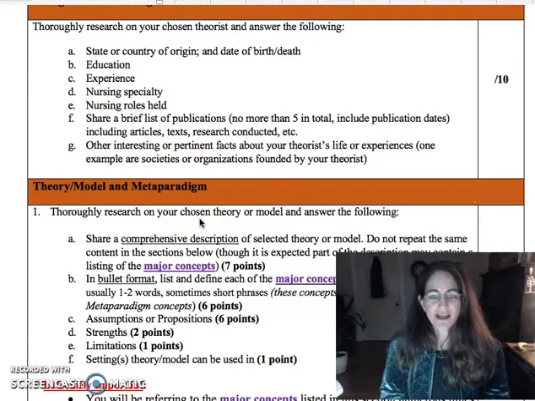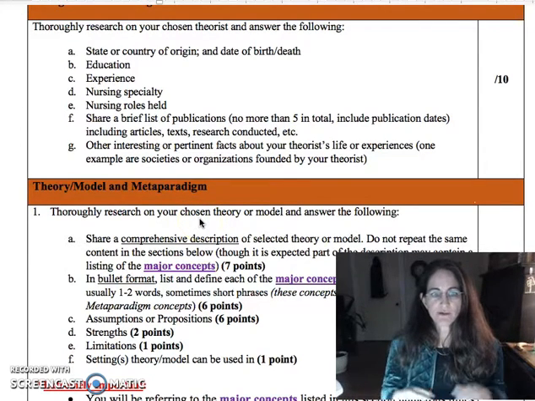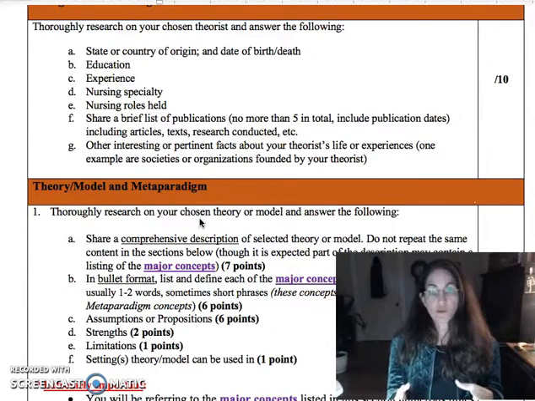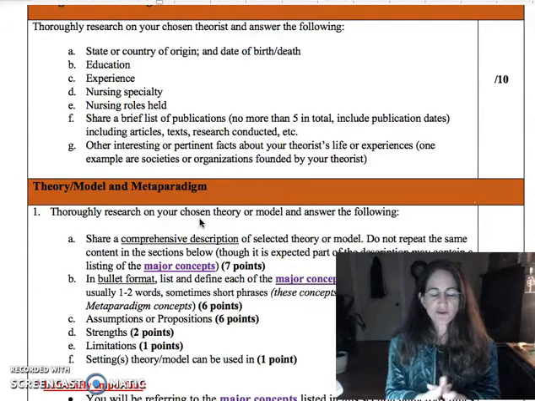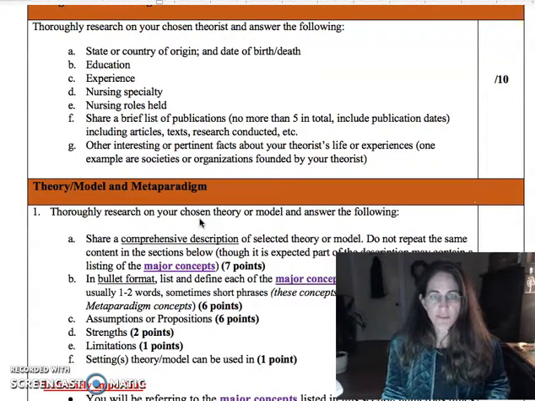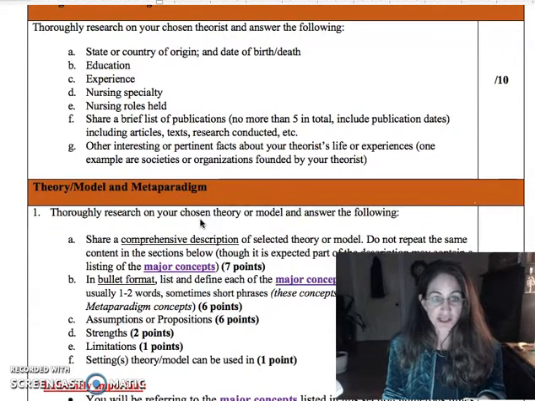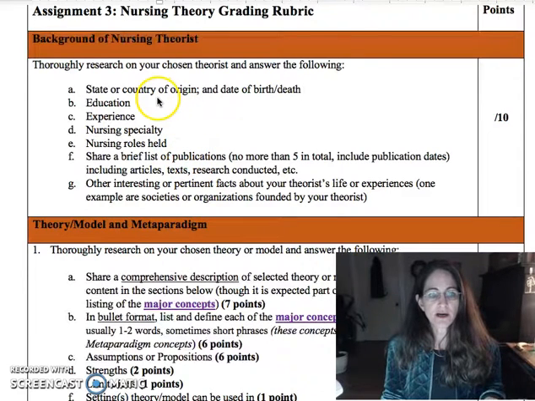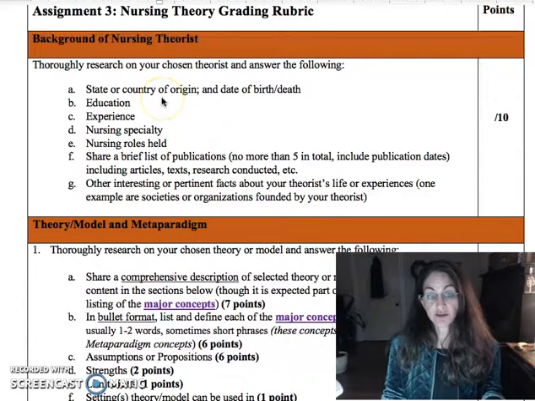Hello, everybody. So what I wanted to do here today was review the rubric. I'm hearing that there's some questions, and I thought maybe if I went through the rubric, I can help you get a better idea of how to approach each section. So here we have the first section is the background of the theorist.